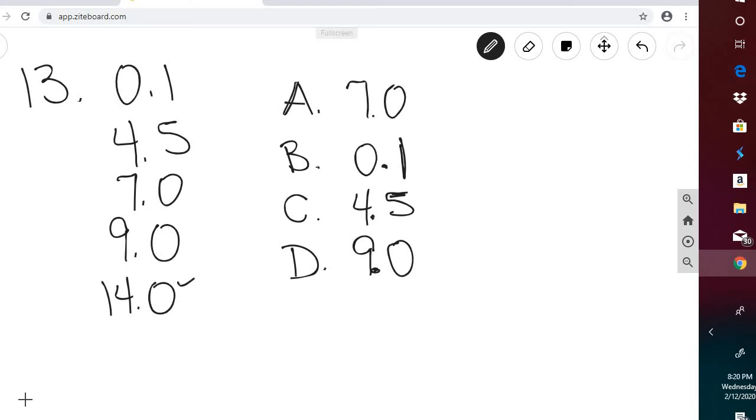One of them is a very caustic base. Which one? So that means a very strong base. And so the 14.0 would be the very strong base.